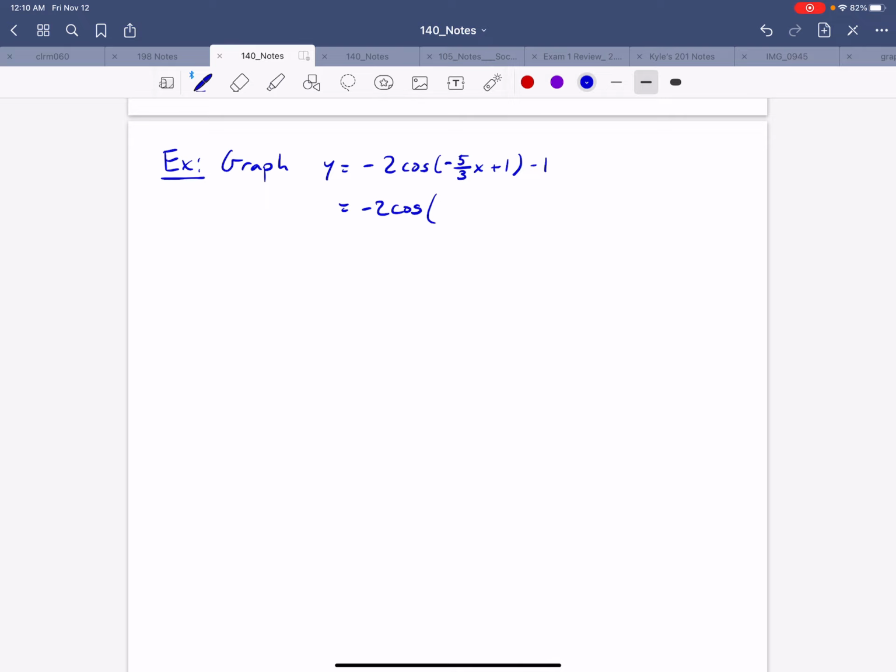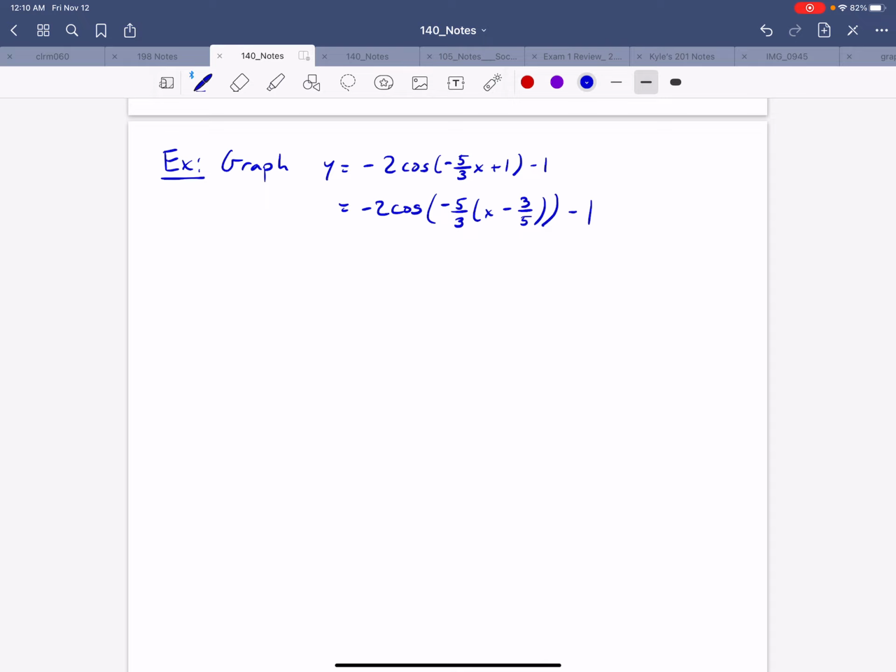Negative 2 cosine, and we're going to again write this as negative 5 over 3 times x minus 3/5. The way I got that is negative 5 times negative 3, 3 times positive 5, that would give us 1. Dividing by a fraction means multiplying by the reciprocal. Okay, and then minus 1 on the outside.